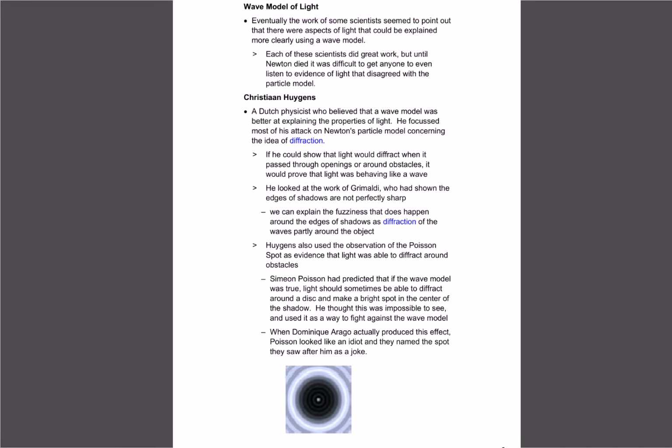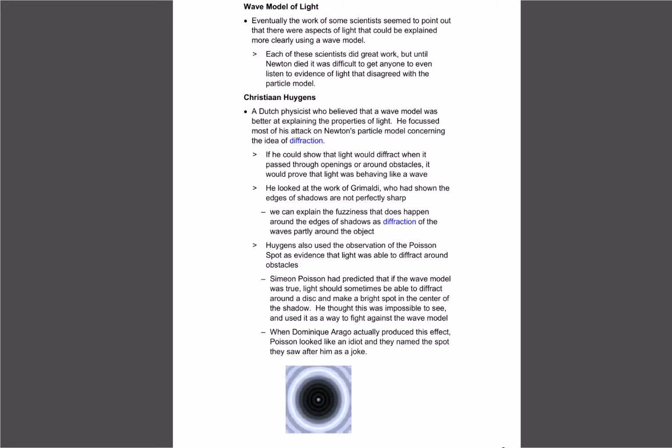Later on, some scientists started to say that, well, maybe Newton's not quite right. And the first was Christian Huygens. And what he looked at was sort of Newton's idea that light has to travel in a straight line. That's why we get shadows and things like that. He started looking at a shadow around an object, and he saw that the edges were sort of blurry. So he's wondering why would they be blurry?